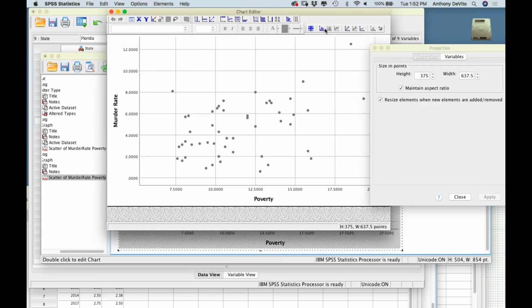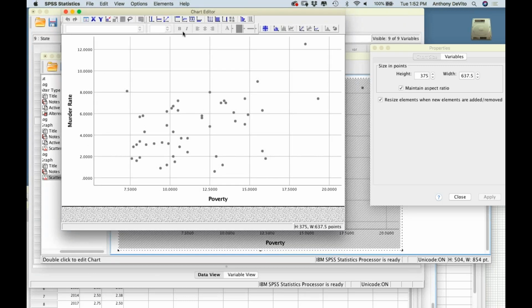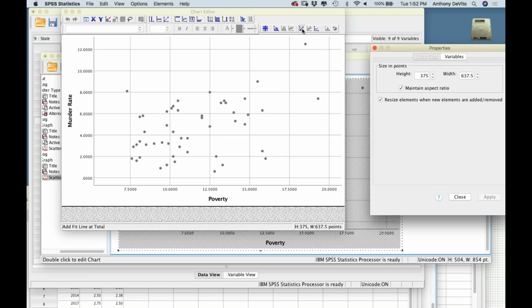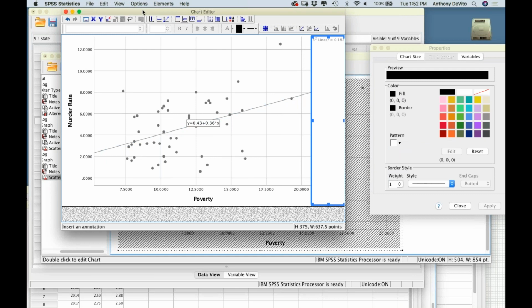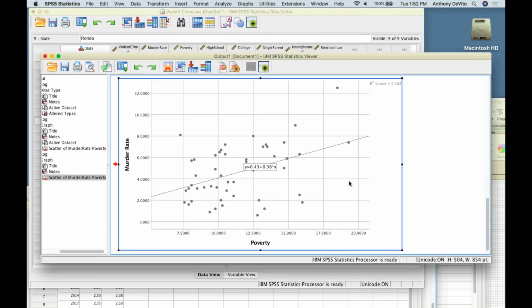If you take a look up here, you can hover. If I double click on the graph, it gives me a chart editor. All the way on the second line, all the way over to the right, you'll notice that there's a bunch of little mini graphs. One of them says add a fit line. I'm going to click on that one, and it adds a fit line for us. And that's that best fit line that we were talking about. You can close that now, and it'll be transferred to the graph behind it.